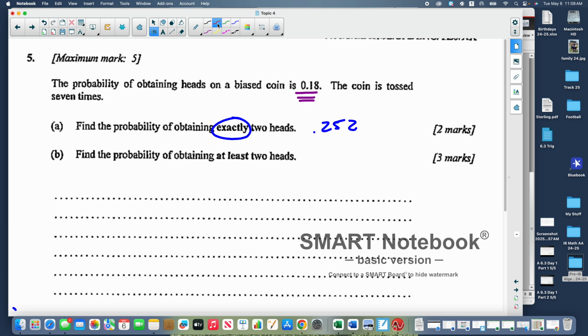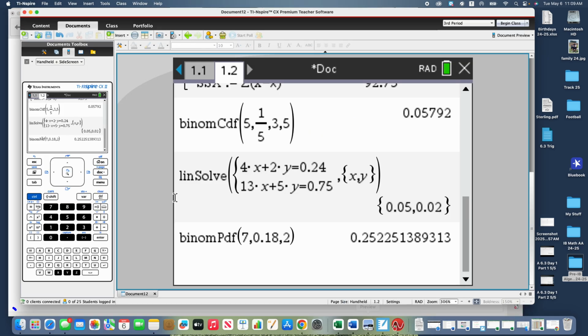Find the probability of obtaining at least 2 heads. How's this one different? At least. So now there's a lot of different answers, right? So I want to go from 2 all the way to 7. So now which one am I going to use? CDF. By the way, could you use PDF and do every single individual one and then add it all together? Mm-hmm. Yes, but I wouldn't.